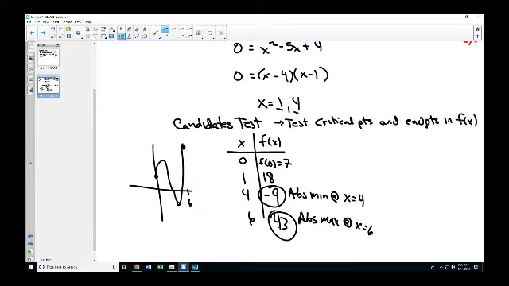So that's kind of what your graph looks like on the interval. You've got your minimum here, your maximum there. Questions? We're going to work on this a little more tomorrow. I wanted to show you a few more examples, but we're out of time.